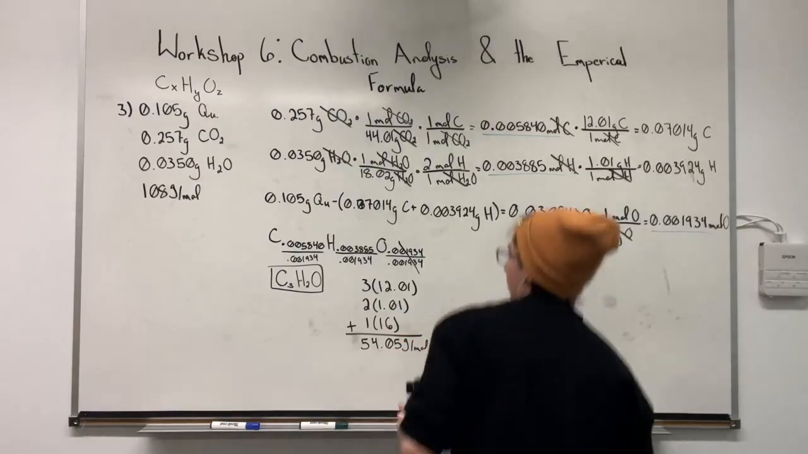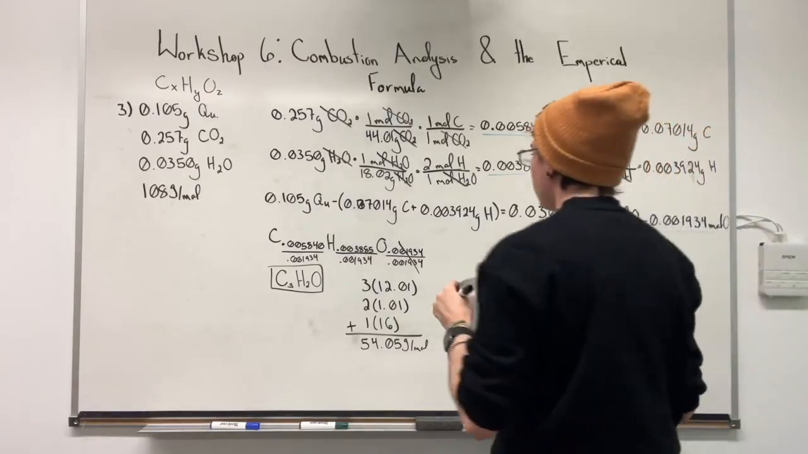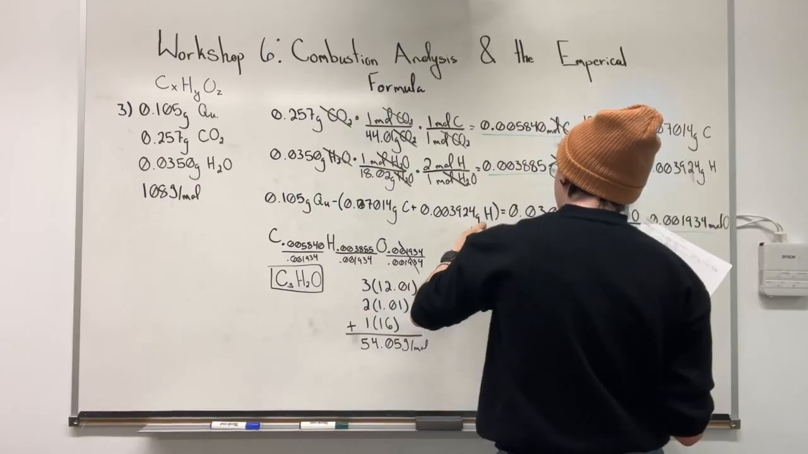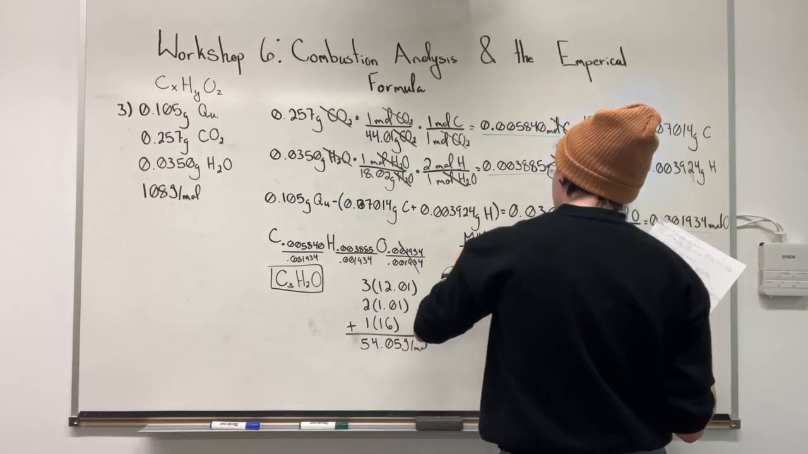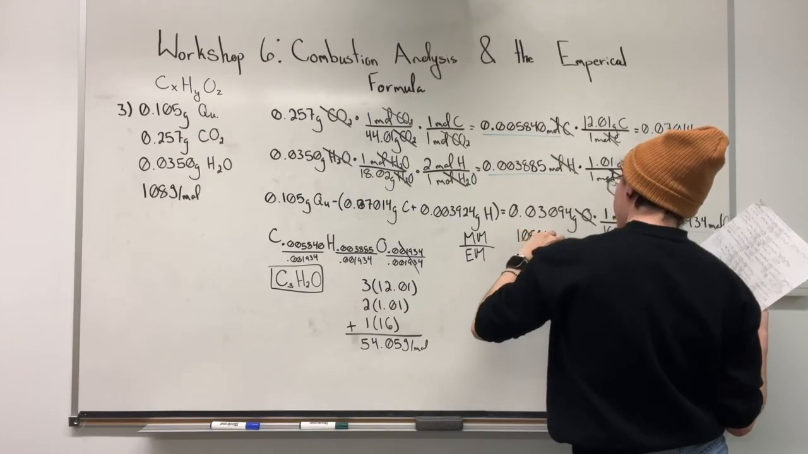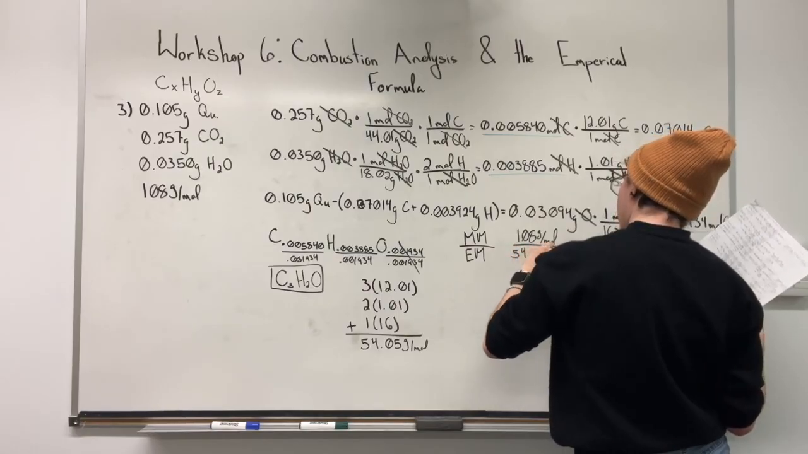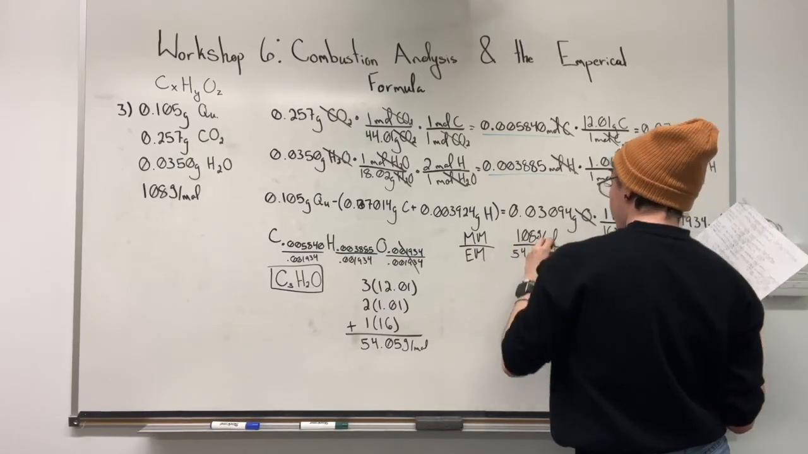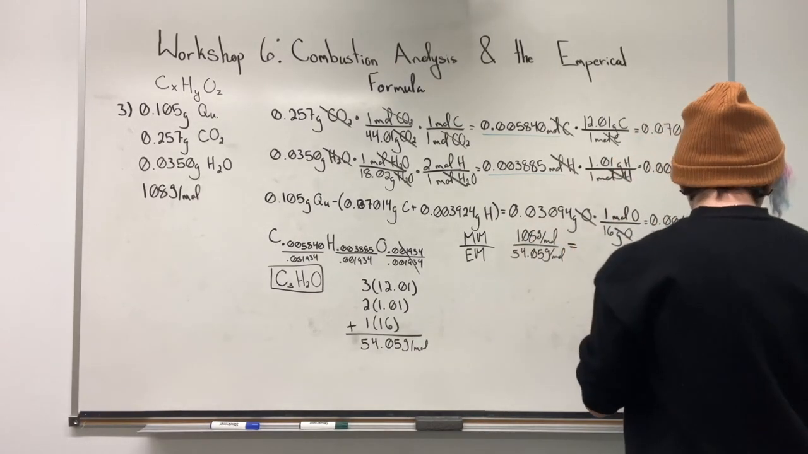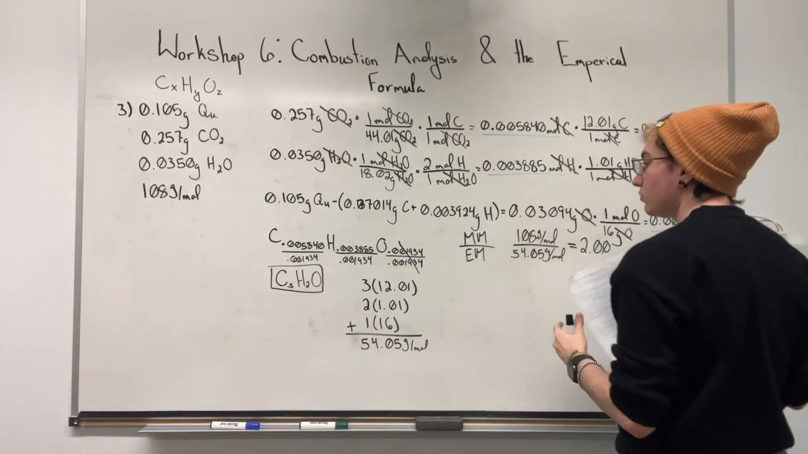So if the empirical mass is 54.05 and the molecular mass is 108, we divide the two to get that ratio. It's always molecular mass divided by empirical mass. 108 divided by 54.05. All of the units will cancel out in this case because we're just looking for that ratio. And this gives us a value of roughly 2.